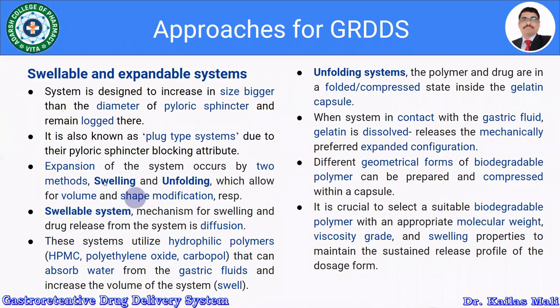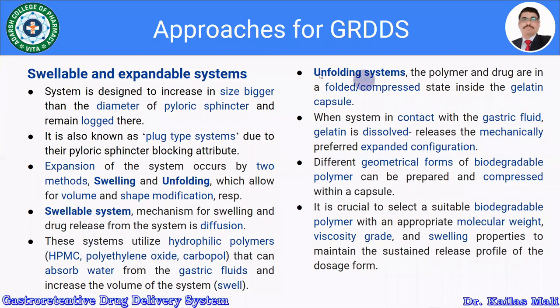shape modification. In the case of swelling, the volume is going to be changed, and in the case of unfolding, the shape is going to be modified. So in the case of a swellable system, the mechanism for swelling and drug release from the system is diffusion. These systems utilize hydrophilic polymers like hydroxypropyl methyl cellulose, polyethylene oxide, and carbopol that can absorb water from the gastric fluid and increase the volume of the system, and thereby the formulation is going to swell. So this is about the swellable system.